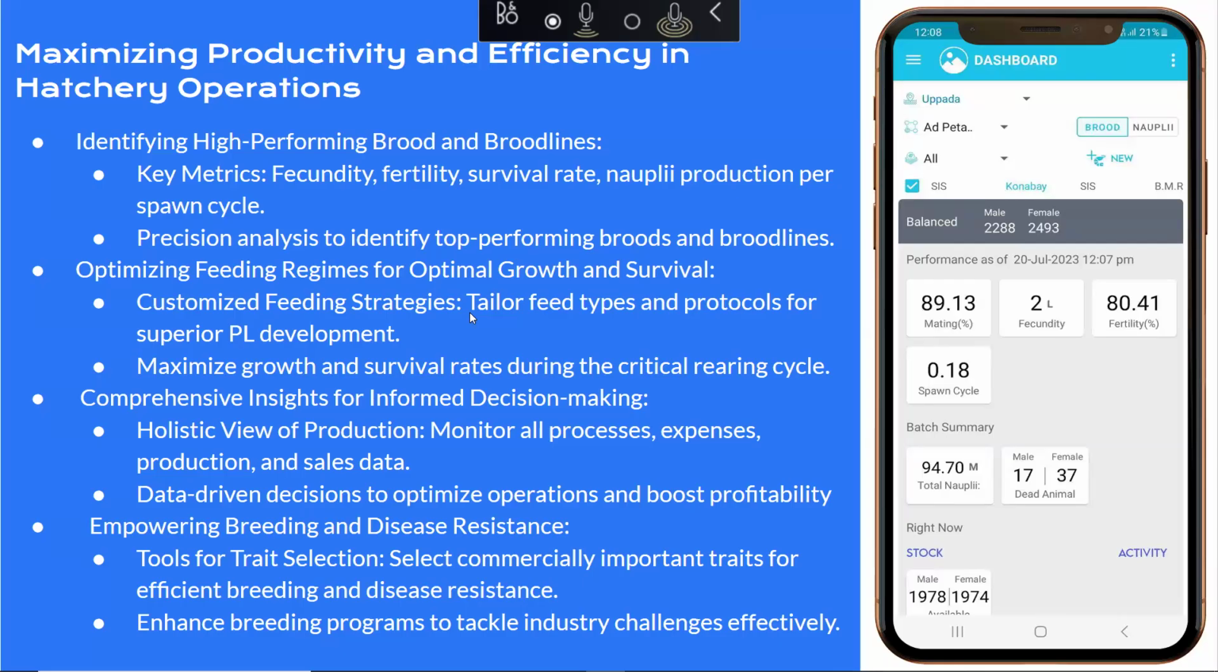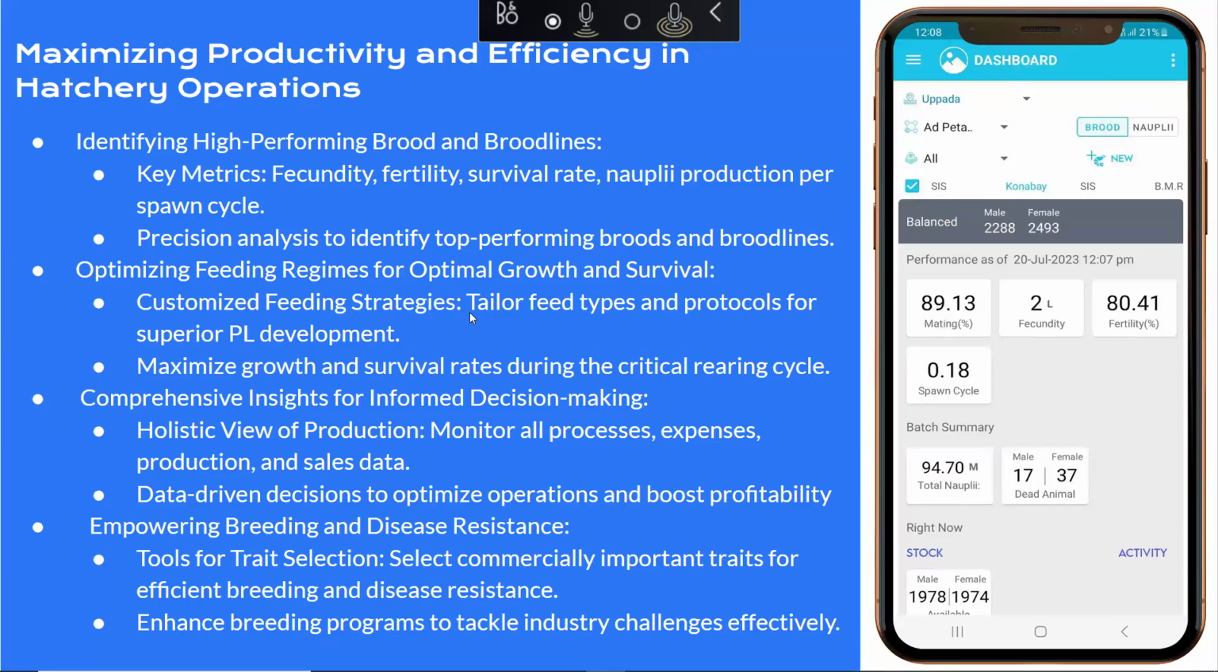Now with this Blue Hatch application, a lot of hatcheries are able to optimize their feed regimes for optimal growth and survival. What the hatcheries usually do is they don't use only one set of feed. They use their own cocktail. Each hatchery has different cocktails of feed regimen which work for different breeds in the same plant. So they can compare.